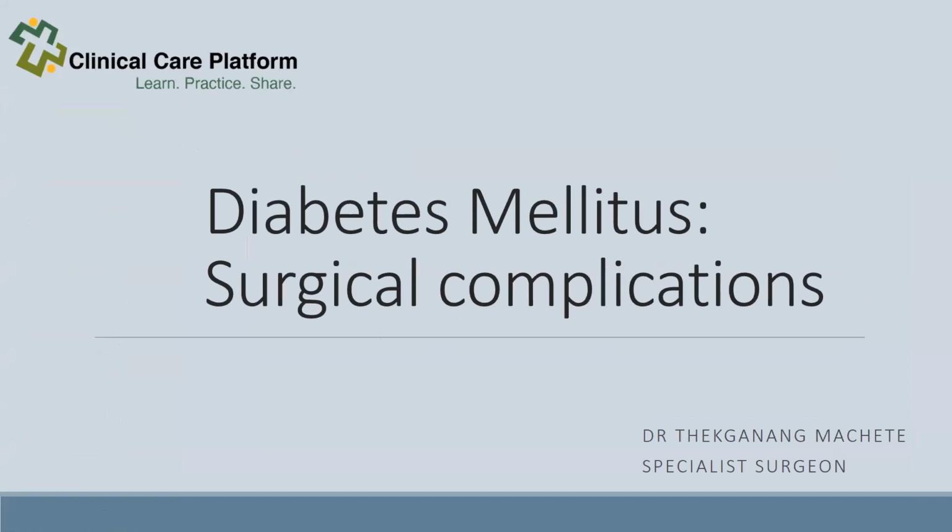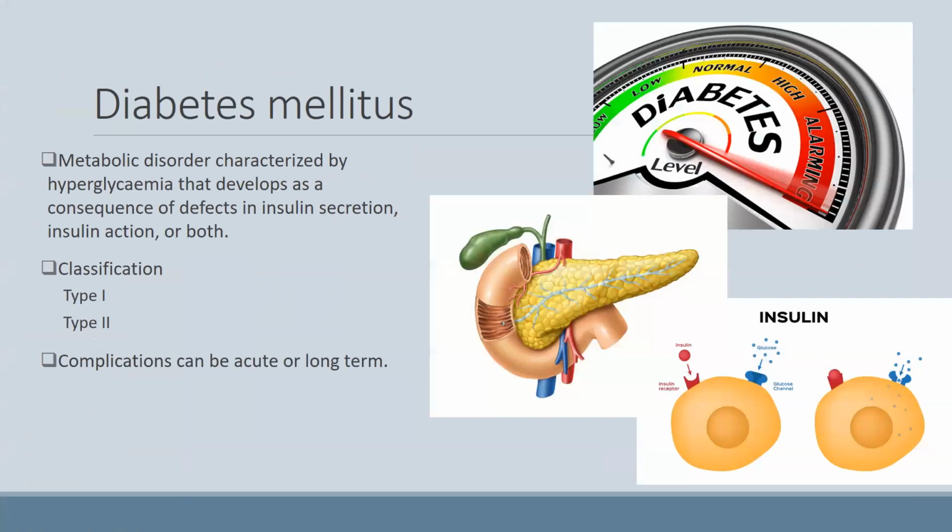The topic that I'll be discussing today is diabetes mellitus, with an emphasis on surgical complications. In general, we all know that diabetes is a metabolic disorder characterized by hyperglycemia that develops either due to insulin deficiency, which can be complete or relative, or due to both abnormalities. And it's classified into type 1 and 2 based on the type of insulin abnormality that's there.